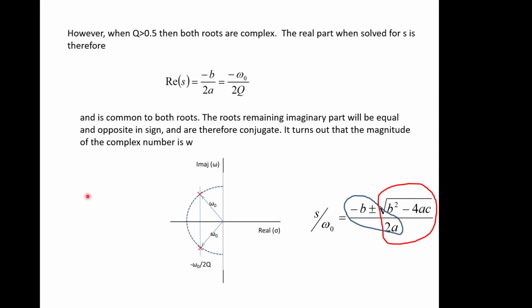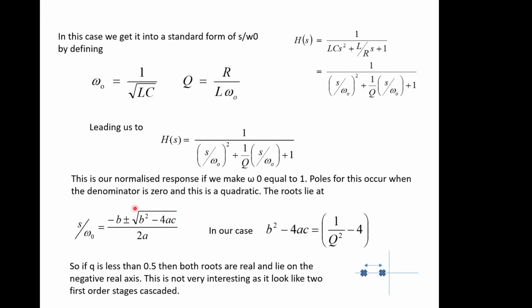We do get some more interest when Q becomes bigger than 0.5, because the solution to that equation then becomes a complex number. Okay, so this is the solution. So this bit becomes negative, so we end up with this whole equation turning into a complex number.